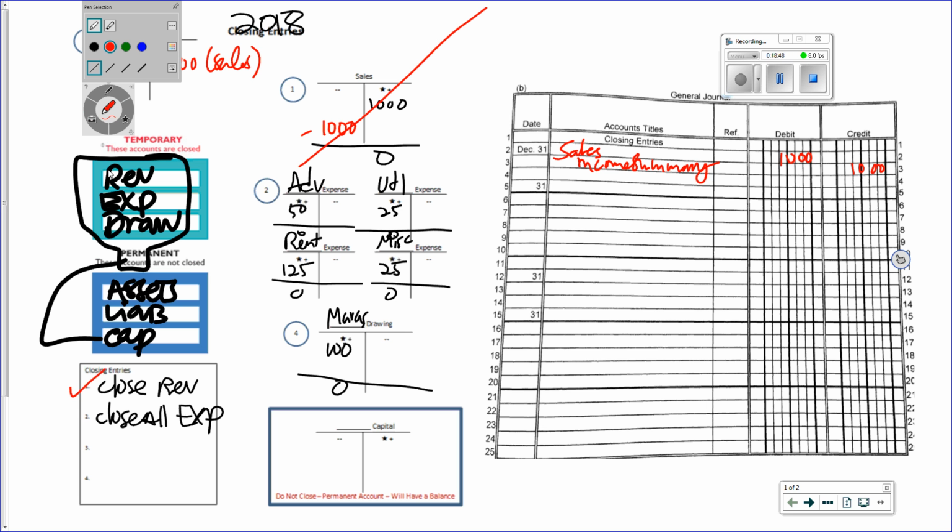Okay. So if I want a $50 debit to be 0, am I going to debit or credit advertising expense for 50 bucks? Credit. Utility expense, what am I going to do to get it to 0? Credit 25. Rent expense, credit 125. And miscellaneous expense, credit 25. So I had a $50 balance, I need it to be 0. I had a $25 balance, need it to be 0, and so on and so on. You do the opposite to force it to be 0.